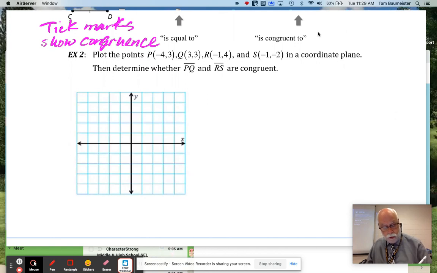So remember, the first point is going to be in the x direction. On P, I'm going to go over -4. So 1, 2, 3, 4. And then I'm going to go up +3, 1, 2, 3. And we're going to label that. Remember, it's a capital letter, so I'm going to label it with a P. The Q then is 3 and 3, so 1, 2, 3 in the x direction, up 1, 2, 3. So there is point Q. And let's go ahead and plot all of them.